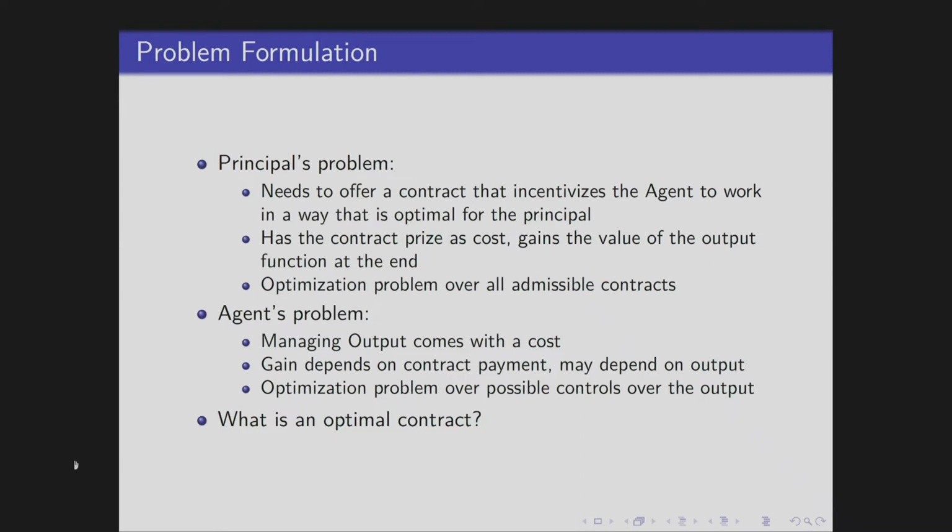So basically, he has to decide whether he wants to work more and get more out of the contract that the principal offers, or he wants to work less, and then he has less cost to manage the output. And yeah, so we again have an optimization problem, but this time over all possible controls over the output function. And the question at the end is, what is an optimal contract?